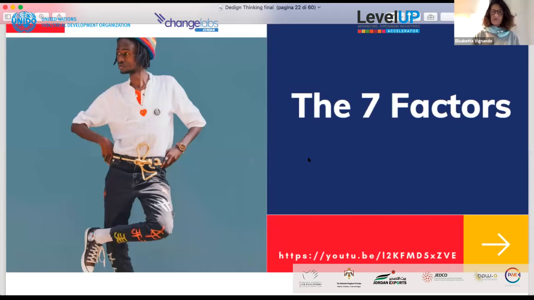Yeah, the 7 factors. So I think that it's really very clear how design thinking can impact when the process and the product is still focalized.